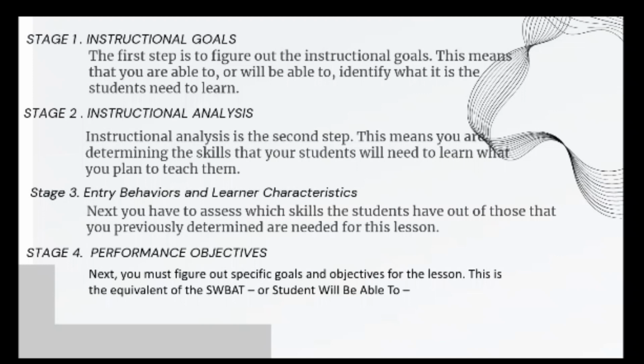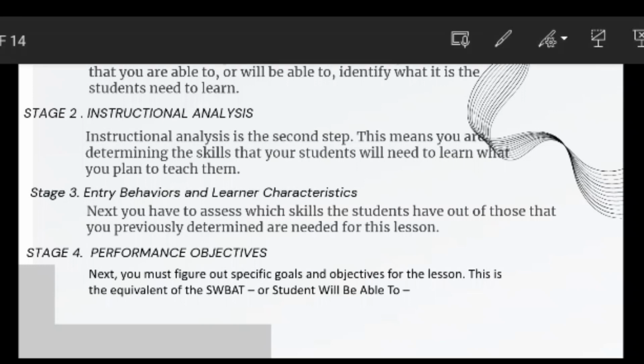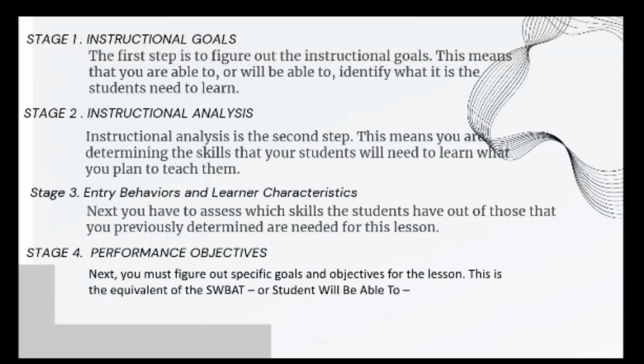So, instructional goals. The first step is to figure out the instructional goals. This means that you are able to, or will be able to, identify what the students need to learn. So, kaning instructional goals, muna na pud kag-analyze ani sa ilahang kana level of intelligence aron makagama ka og goals gani. So mao na siya. Stage 2 is instructional analysis.